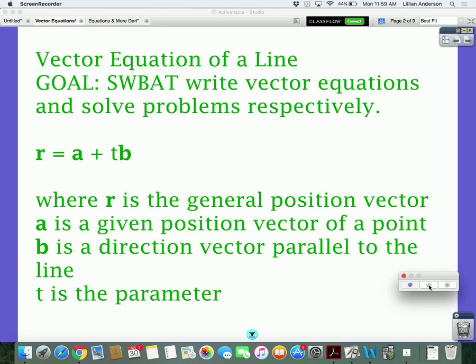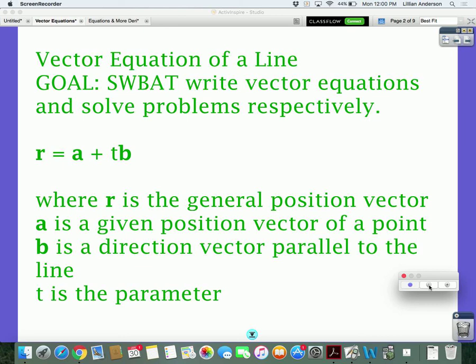That's the equation. That's the basic set of equation for a vector, where R is the general position vector. So it's kind of like what Y equals is for a normal line. Vector R equals is like what Y is. A is your given position vector of a point. Vector B is the direction vector parallel to the line. And T is a parameter.